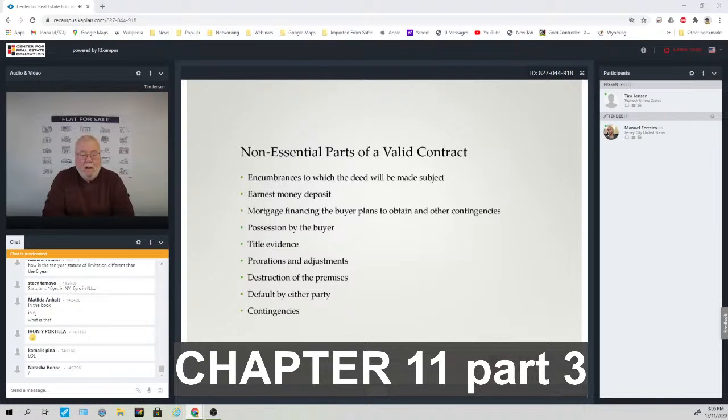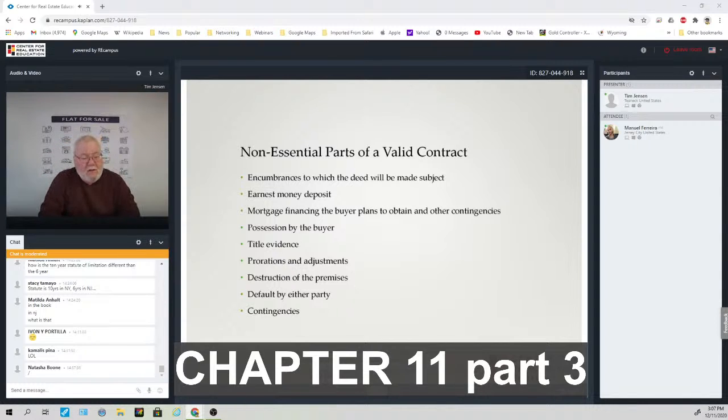Now, mortgage financing the buyer plans to obtain and other contingencies we talked about. Excuse me. Sorry, long day. That's on that page, what was it, 176, where they're putting all the disclaimer of deposit monies, who it goes to, what trust accounts, how much, what's the mortgage, and that's all disclosed in the contract.